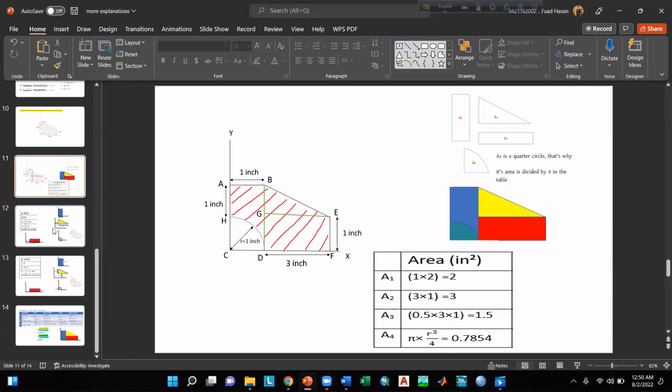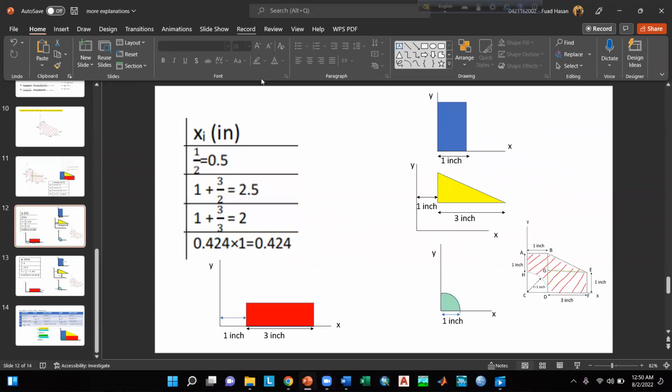Now let us calculate the centroidal distance. First of all, I will calculate the centroidal distance x for these 4 portions, and it will basically represent the centroidal distance from the y-axis. We will consider this side from the y-axis as positive, and this side from the x-axis, this upward side, as positive. So let us calculate the centroidal distance.